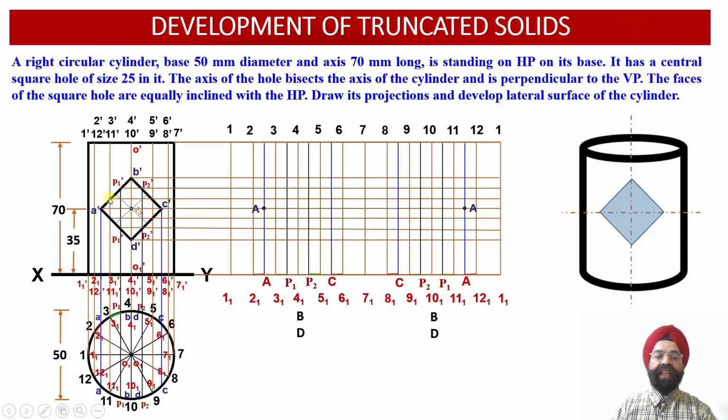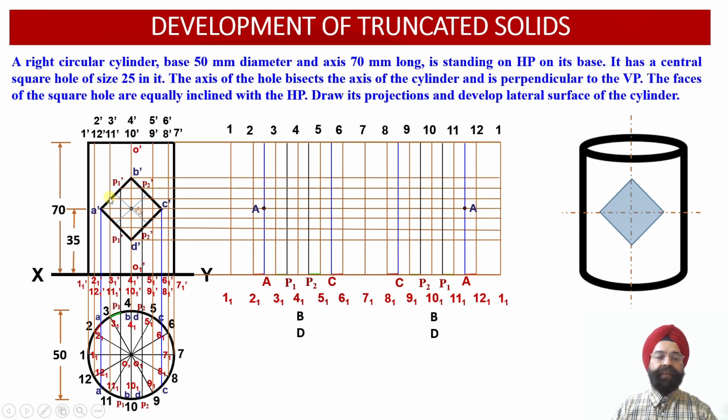The next 2 points of intersection lie on the vertical generators 3 dash, 3 1 dash and 11 dash, 11 1 dash. That is, onto these 2 vertical generators. Please check the vertical generator 3, 3 1 and vertical generator 11, 11 1. So onto these two generators.